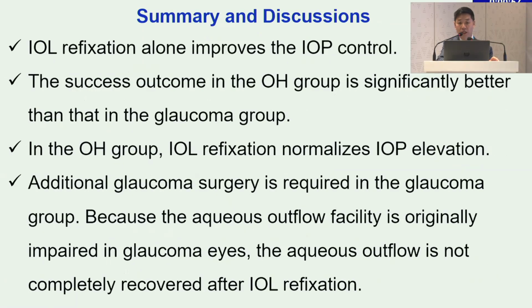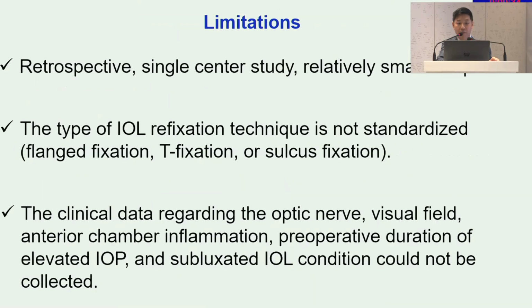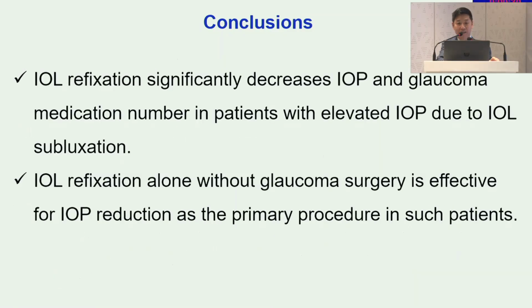IOL refixation alone improves the IOP control. The success outcome in the OH group is significantly better than that in the glaucoma group. In the OH group, IOL refixation normalizes IOP elevation. Additional glaucoma surgery is required in the glaucoma group because the aqueous outflow facility is originally impaired in glaucoma eyes. The aqueous outflow is not completely recovered after IOL refixation. Limitations are the retrospective single-center design and relatively small sample size.